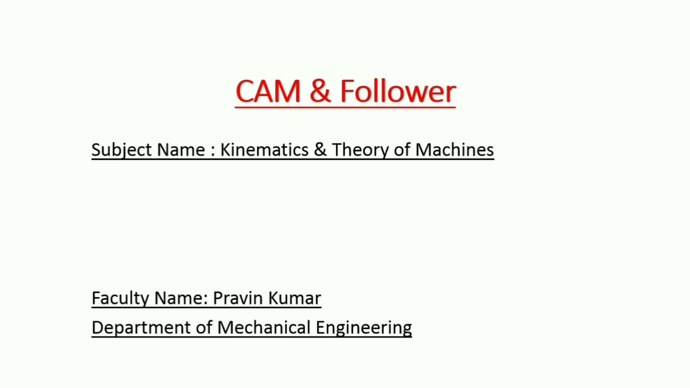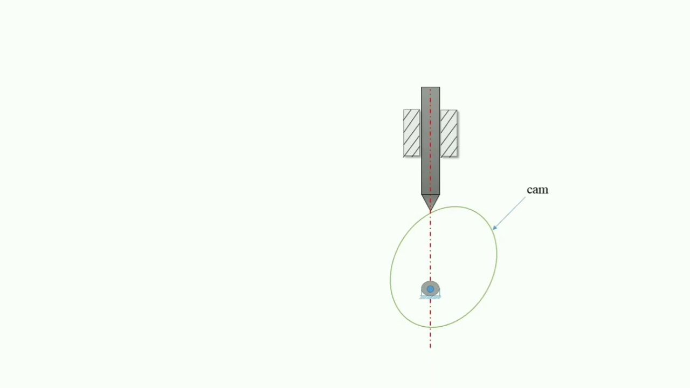So, first of all, what is cam? How will you define the cam and follower? A cam is a rotating machine element which gives reciprocating or oscillating motion to another element known as follower. The cam and the follower have a line contact and constitute a higher pair at the point of contact.